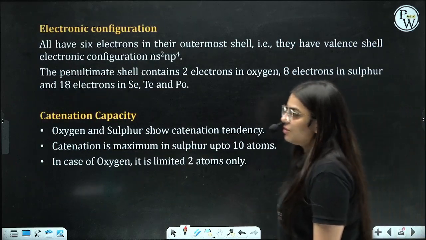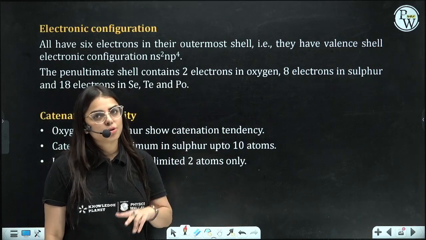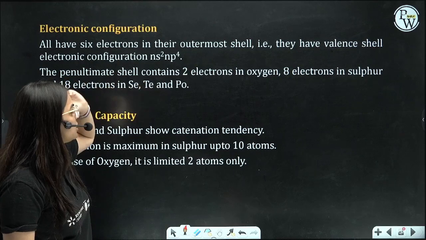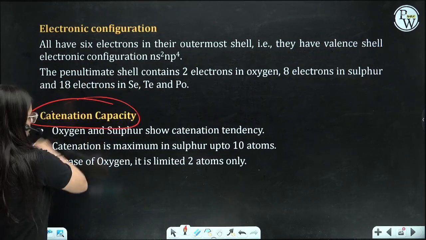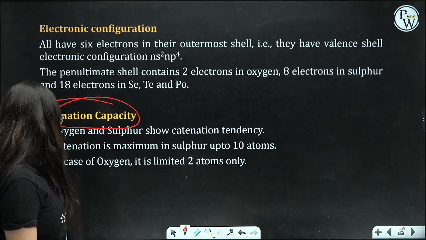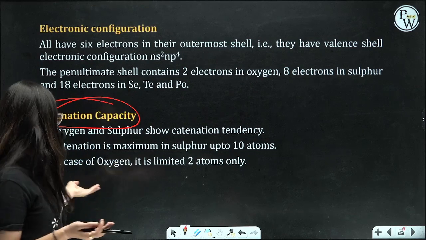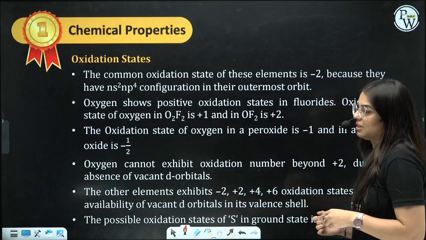Now, electronic configuration. I already told you it is ns2 np4, that means 2 electrons in s and 4 in p, so 6 electrons in the outermost shell, right? And the penultimate shell contains 2 electrons in oxygen. Now, what is catenation capacity? Oxygen and sulfur form catenation. Catenation is maximum in sulfur, up to 10 atoms, and in the case of oxygen it is limited to 2 atoms only. Self-linkage properties, right?